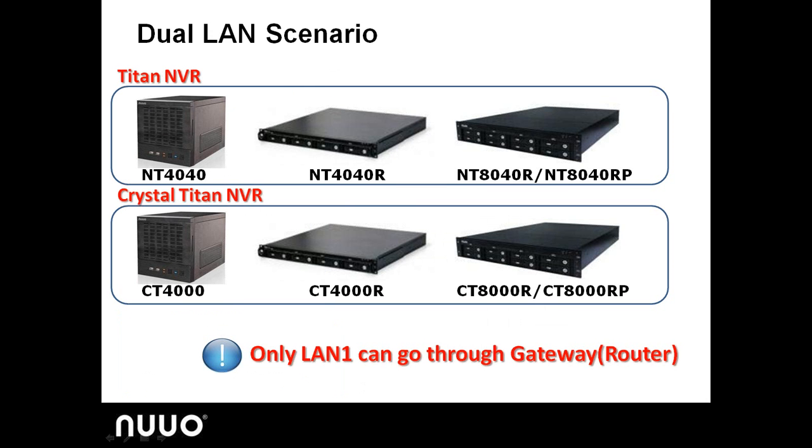And in the Titan NVR and the Crystal Titan NVR, user needs to know that only the LAN 1 can go through gateway. So the LAN 2 must connect in the local LAN. It means if you want to do the port forwarding, but you use the LAN 2 to connect with your router, the remote side user will cannot connect with your NVR because it only can let LAN 1 go through to the router then to the internet.